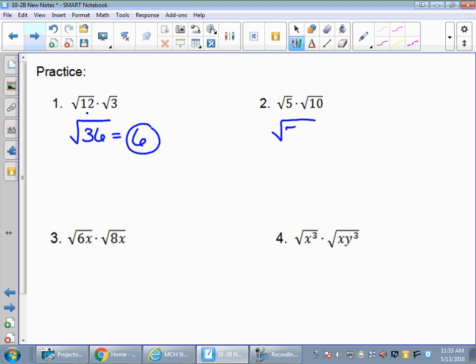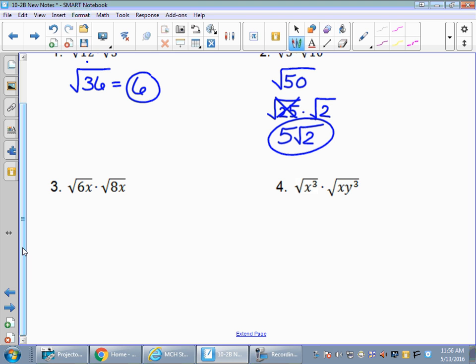Number 2, 5 times 10 is 50. So this becomes the square root of 50. Then I look through my list of perfects, and I realize that 25 is inside 50. So I have to take that out. I'm going to rewrite that as the square root of 25 times the square root of 2. The square root of 25 becomes a perfect 5 on the outside, and the square root of 2 remains inside. That's the simplified form of that radical. It's one radical. We put it together, and then we took it apart differently. So 5 root 2 is the simplified answer.